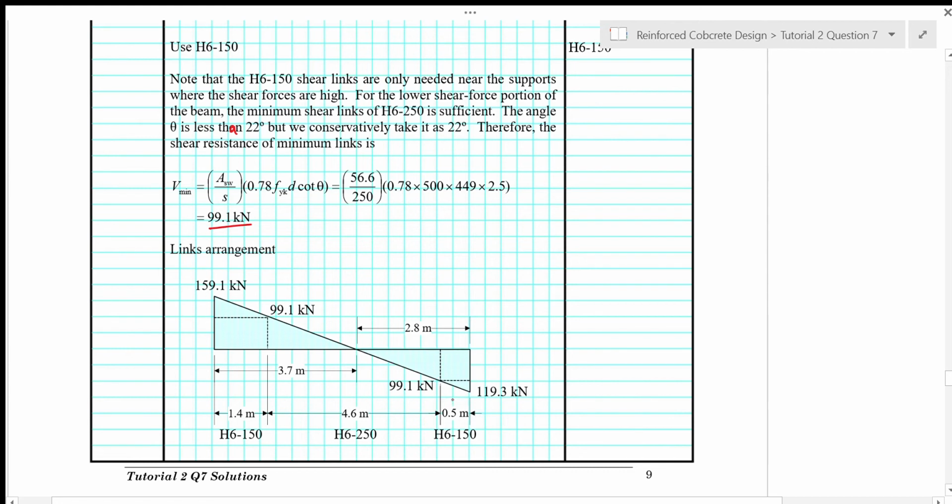So at this 0.5 meter region, we need H6 at spacing of 150, and from here onwards we have smaller shear force than 99.1 kilonewton, so we need only H6 at spacing of 250. And then for the region where it's 1.4 meter away from support B, we need the shear reinforcement of H6 at spacing of 150, because this region has larger shear force than 99.1 kilonewton.